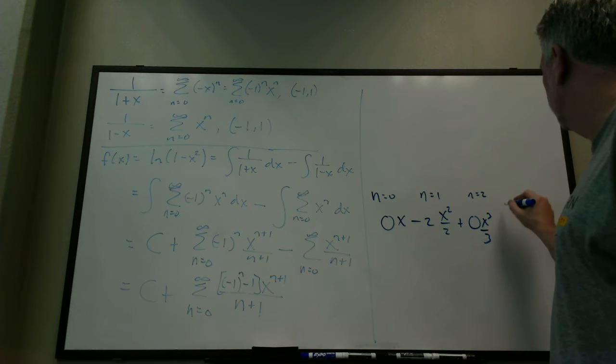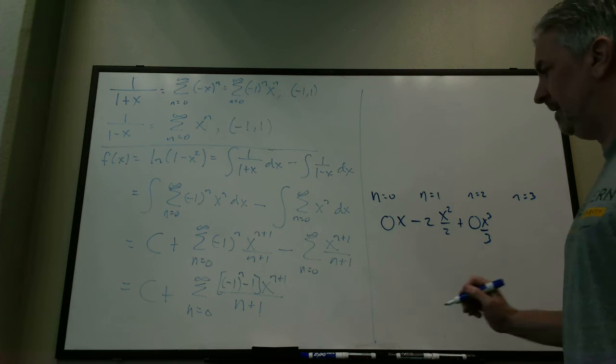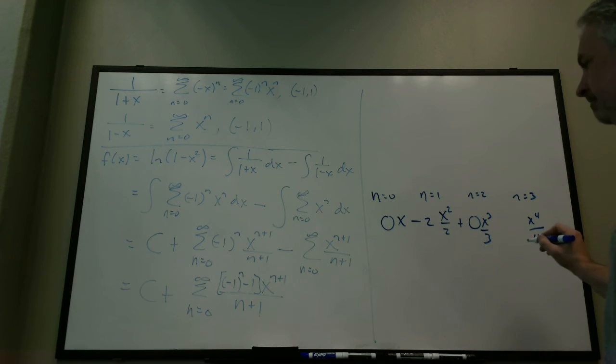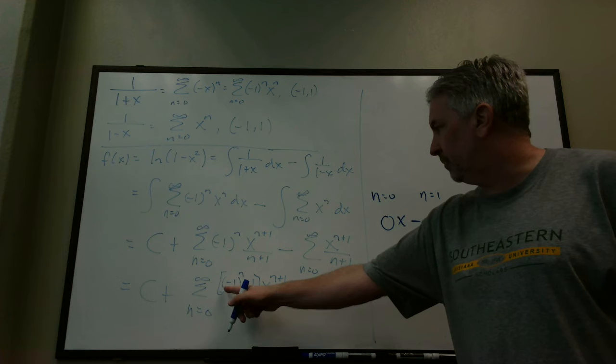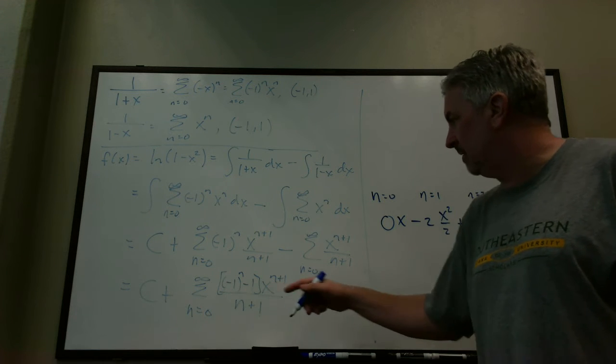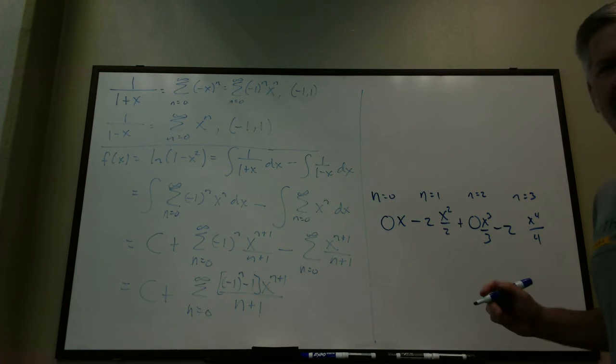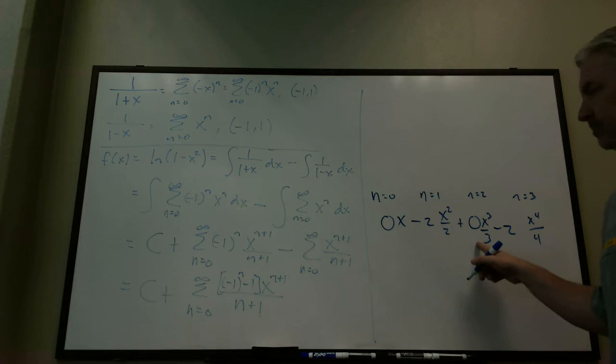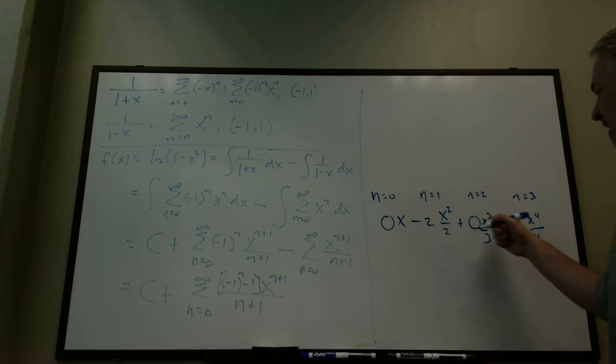All right, let's do one more. When n equals 3, you're going to get x to the fourth over 4. And when n is 3, you get negative 1 cubed, which is negative 1, minus 1 is negative 2. So you see what's happening here. When n is even, we're just going to get a 0. And when n is odd, we get a non-zero term.